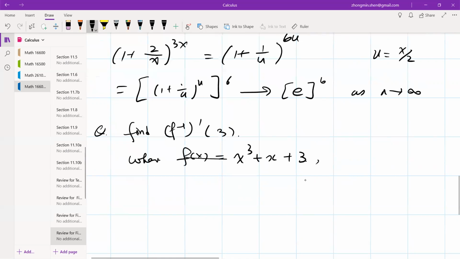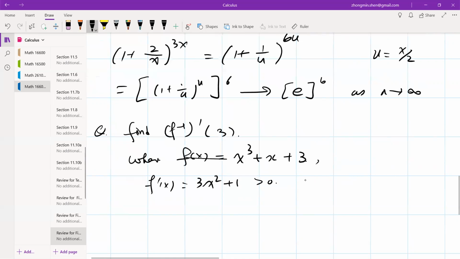So this one is an increasing function. It has an inverse function. Why? Because when you differentiate, look at it, it's 3x squared plus 1. It's always positive. It's increasing. So the inverse exists, but you cannot solve it explicitly.